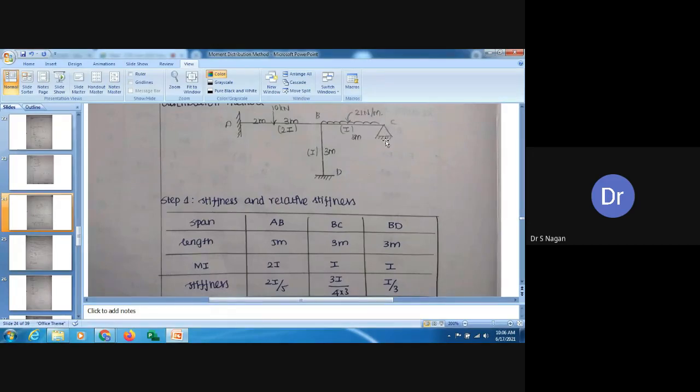In case you have a hinged or roller support, then the stiffness will be 3/4 I by L. Therefore, I have used 3/4 into I by L. For BD, it will be simply I by L, because D is fixed and B is continuous. So I by L for AB, 3/4 I by L for BC. The stiffness will be 75% when one of the supports is freely supported, hinged, or on rollers.